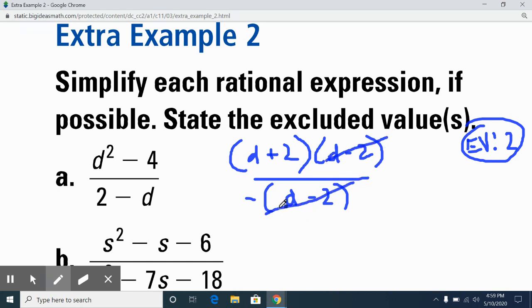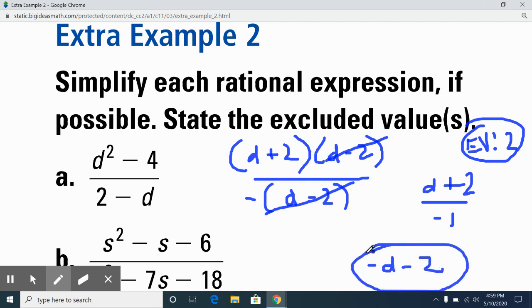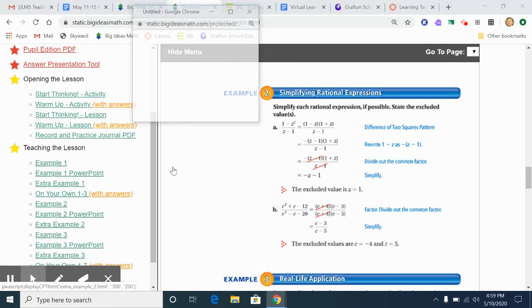And I can cross these out and be left with d plus 2 on the top. So in the numerator, d plus 2. And on the bottom, a negative 1, which technically I could divide and make it negative d minus 2 as our final simplified answer here. Okay? So again, confusing. Not too important to know, but I did want to show it to you. Okay, so I'm going to cross this out and focus more on the second example.